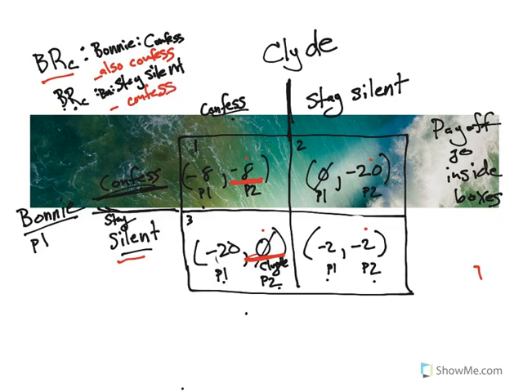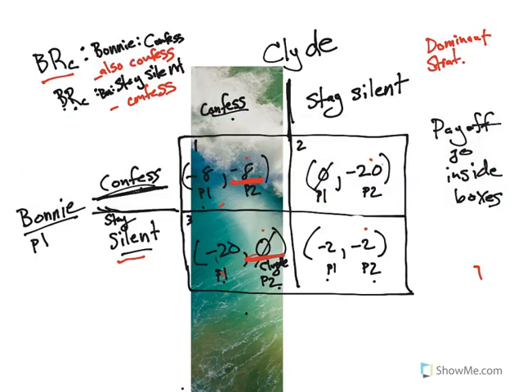So it turns out that Clyde has something called a dominant strategy. A dominant strategy means you always choose the same thing regardless of what the other person chooses. So Clyde should just confess, right? He's going to confess. He knows he's going to confess. Bonnie doesn't know that, though. Clyde's figured out that he's going to confess no matter what. Well, now let's try to figure out what Bonnie should do.